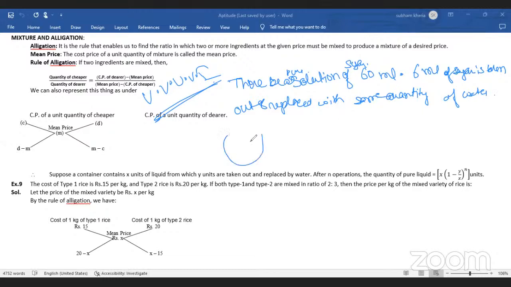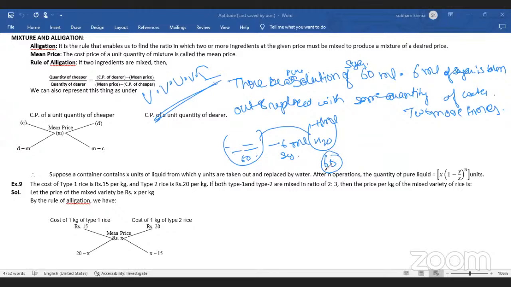Okay? What happened is that the sugar solution was 60 ml. From this we took out 6 ml of sugar, and we added 6 ml of water. That means this is diluted. Before it was complete 60 ml sugar, now it is some sugar and some water. Now this process is repeated two more times. After taking out 6 and giving 6, the total quantity is the same, 60 only. In this 60, there is some water and some sugar, but the total quantity is again 60.